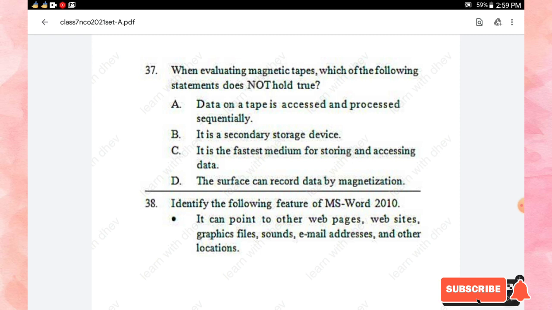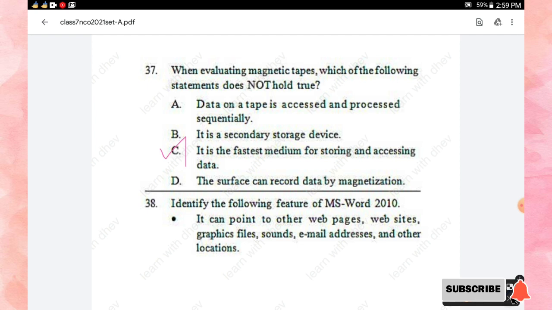So which is incorrect about the magnetic tapes? Yes, it's not the fastest medium for storing and accessing data. So in order to overcome this magnetic tape, nowadays we are using optical storage devices, right? So it's not the fastest medium for storing and accessing data. Hence option C is incorrect about the magnetic tapes.